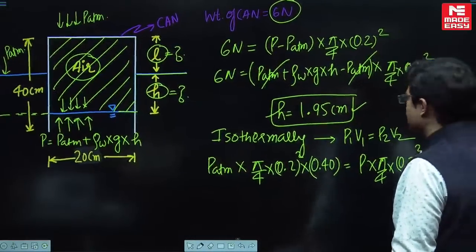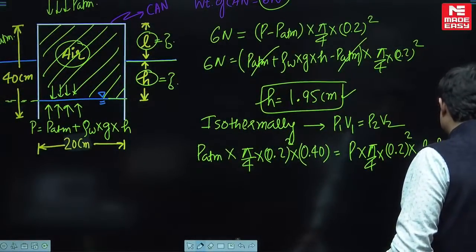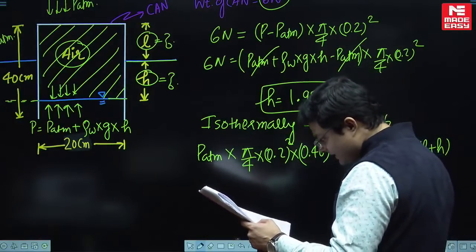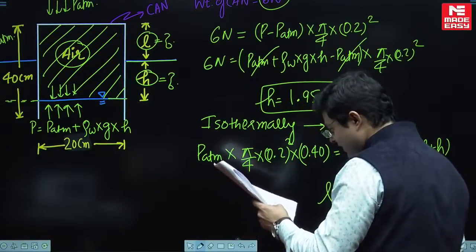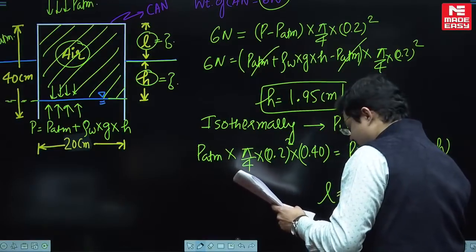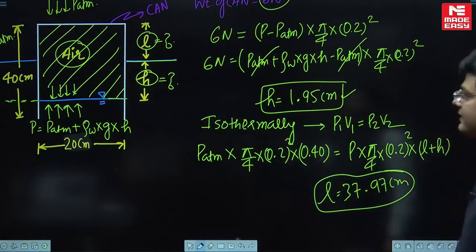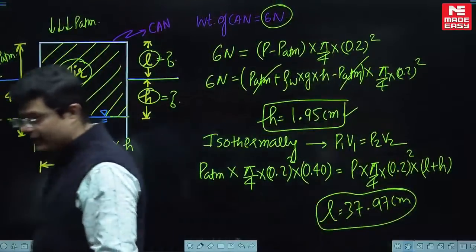What is the height, bachcho? Height is L plus H. Everything is known to you guys. You guys can easily solve. The value of L will come out from here, 37.97 centimeter, and that's your answer. Anyone with the answers?